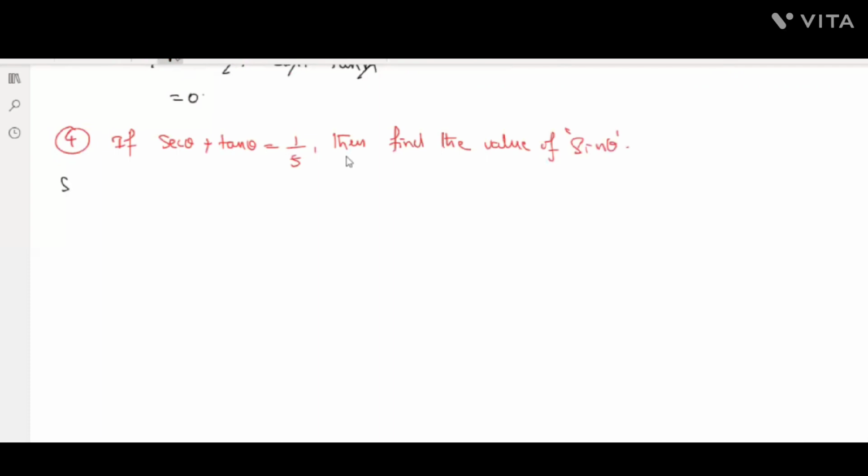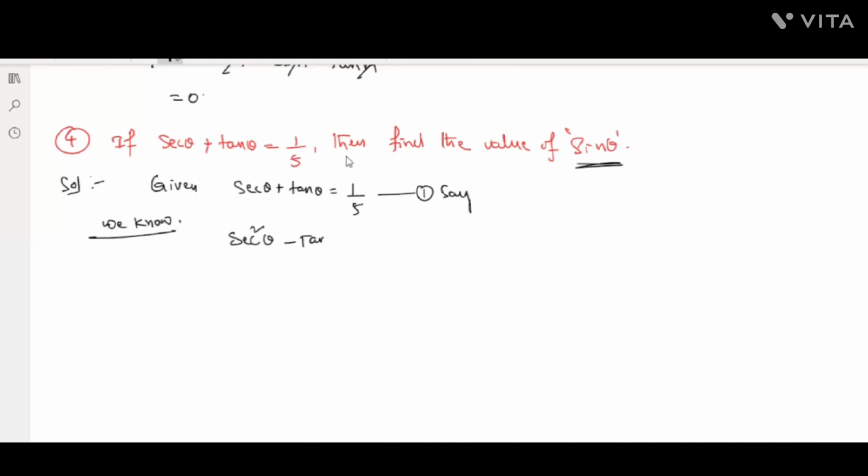So let's see the solution for this one. What is given is secant theta plus tan theta is equal to 1 by 5. Let it be equation 1. We need to find the sin theta value. How can we find this? We know one relation between secant and tan, that is the identity: secant square theta minus tan square theta is equal to 1.